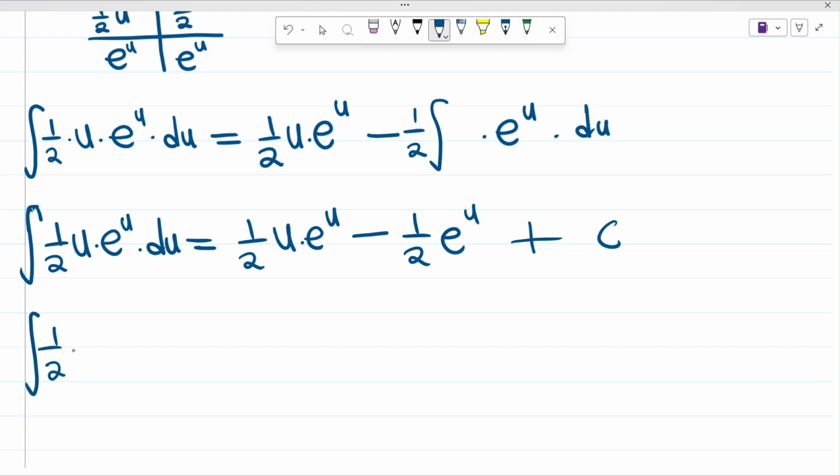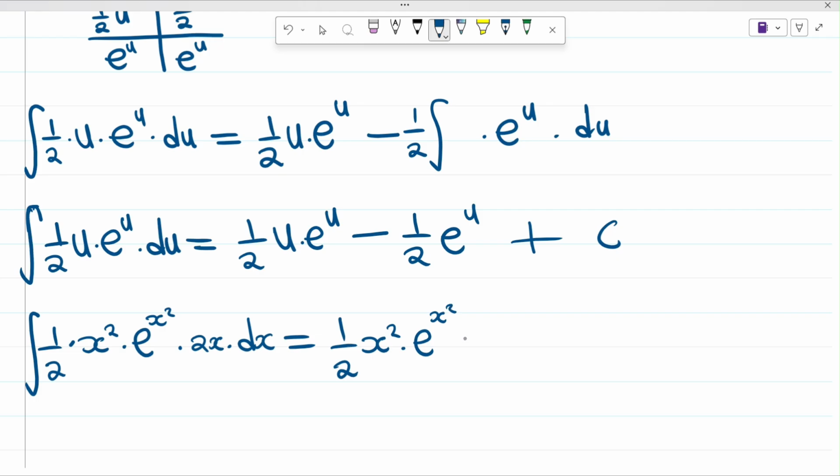I have my 1 over 2. Where there is u, I write my what? My x squared. And where there is u again in the exponent, this is going to be e to the power what? x squared. Where there is du, I write 2x multiplied by dx, which is going to be equivalent to, I substitute everything again this side. I'm going to have my x squared multiplied by e to the power of x squared minus 1 over 2 e to the power of x squared there, then plus c.